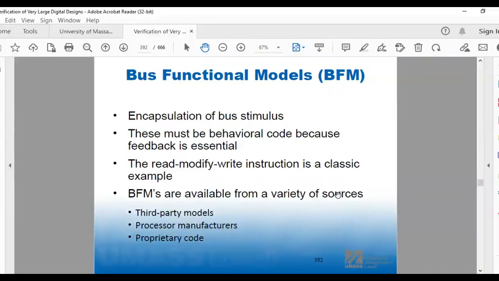They come from, hopefully this matches, third-party models, processor interfaces, and code that you write. At the beginning of class, we had a list. I think the list had four things, though.